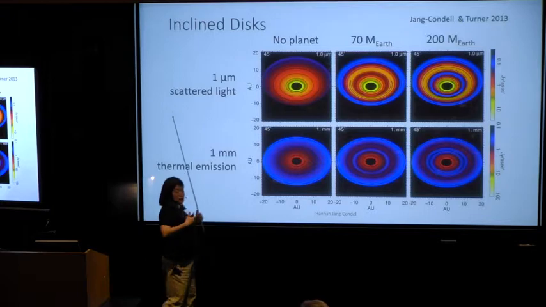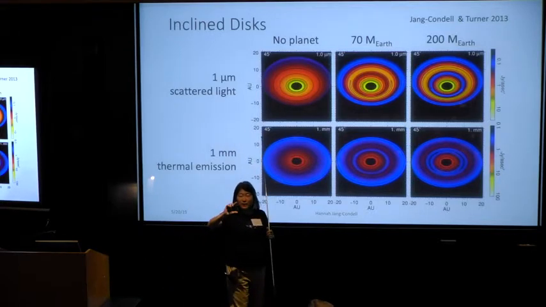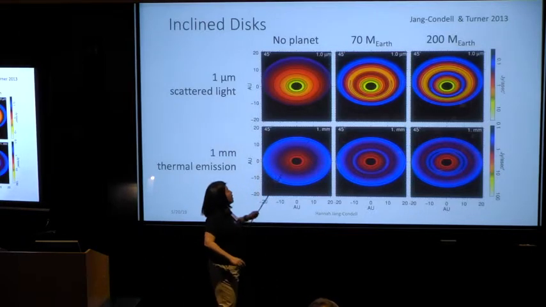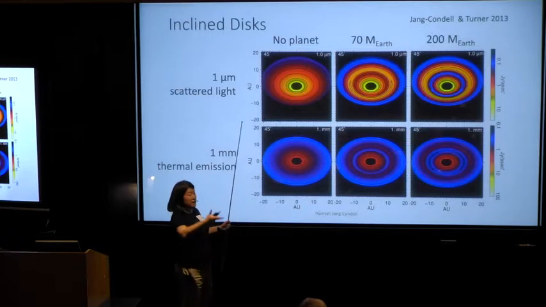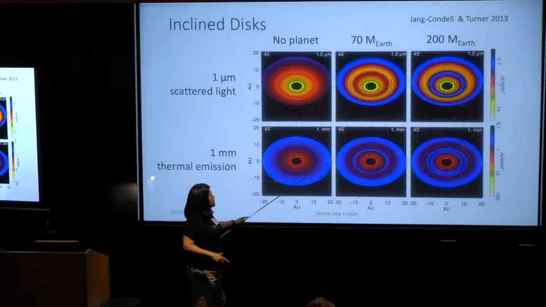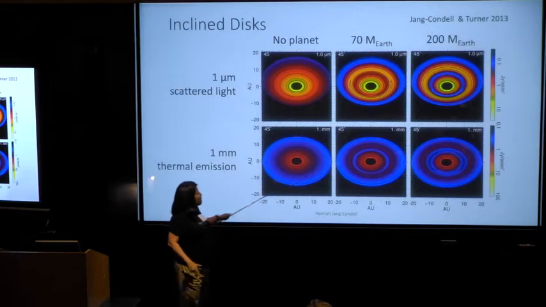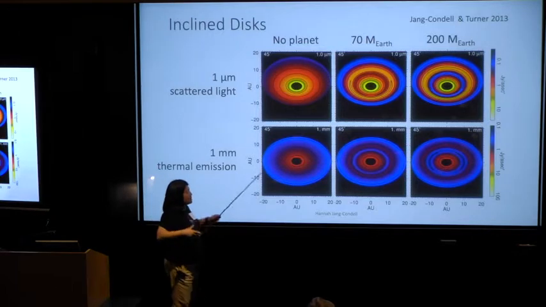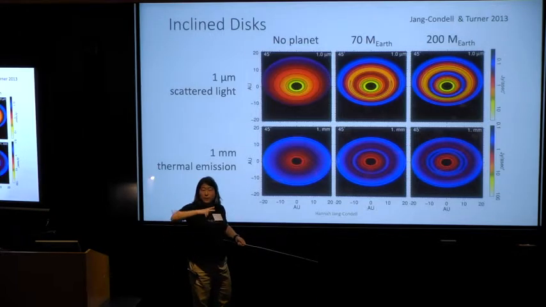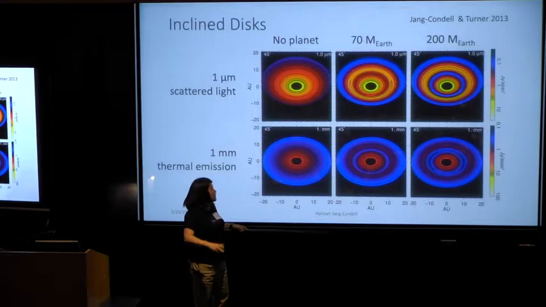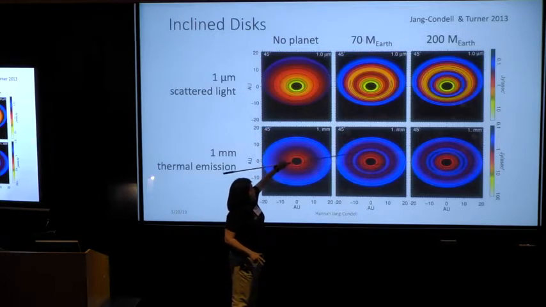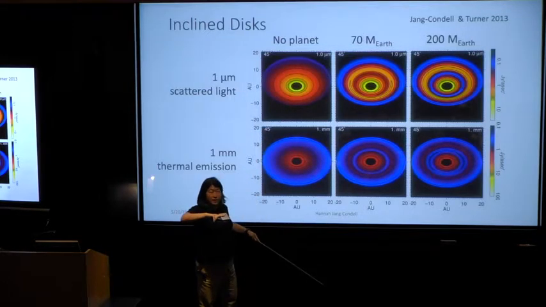Now, we aren't fortunate enough to get disks that are perfectly face on to us most of the time. And so you can look at what happens when you incline these disks. And this is important because when you're looking at 1 millimeter images, these disks more or less keep their symmetry because you're seeing all the way through them. They're optically thin, right? And so if you look at the top-bottom symmetry, they're pretty much symmetric.